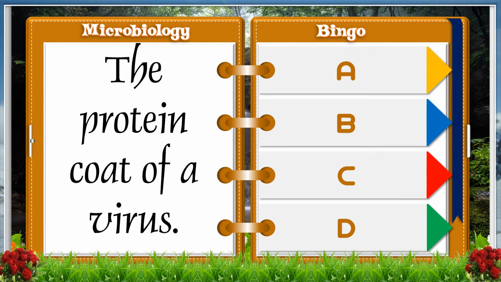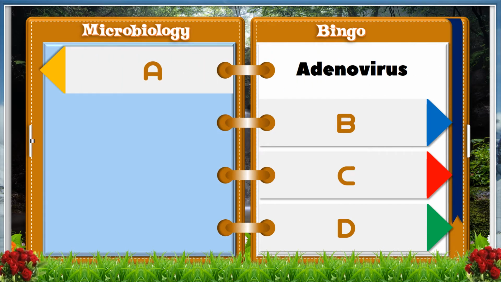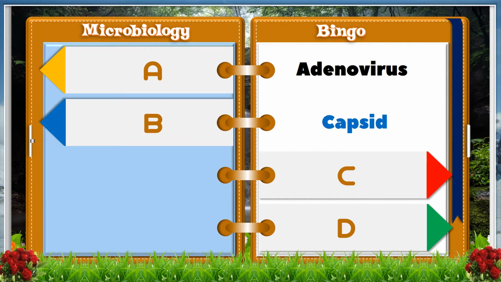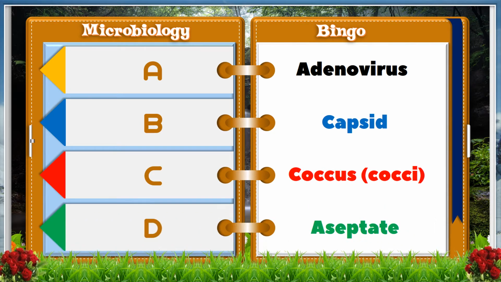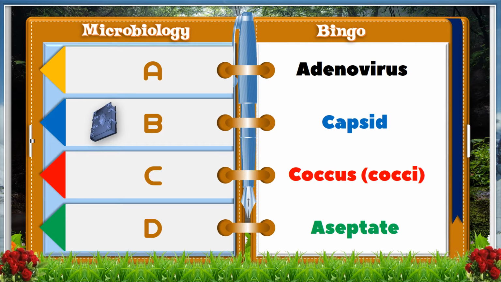The protein coat of a virus. A. Adenovirus. B. Capsid. C. Coccus. D. Aseptate. And the answer is B. Capsid.